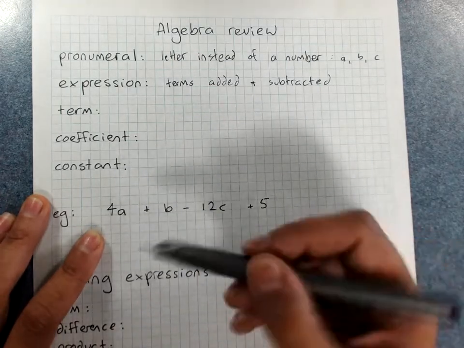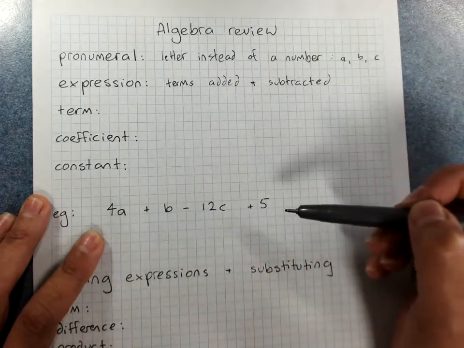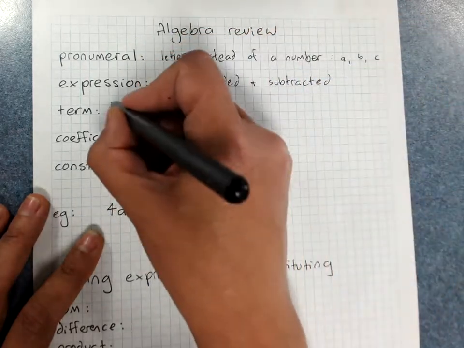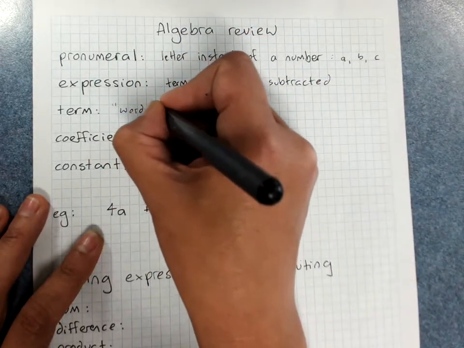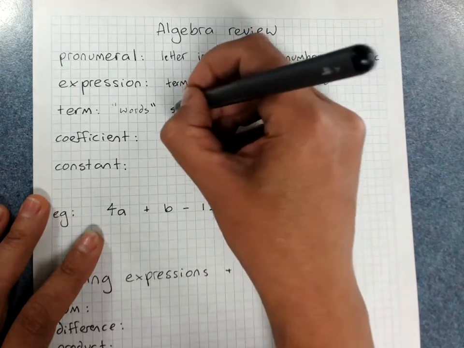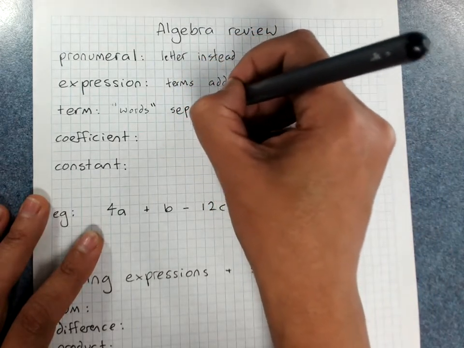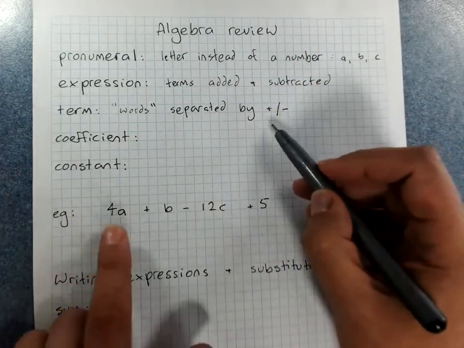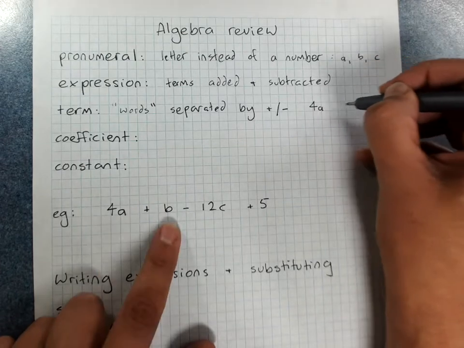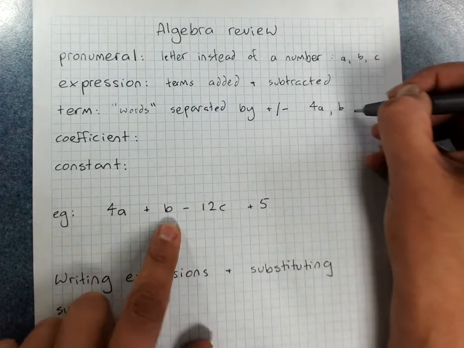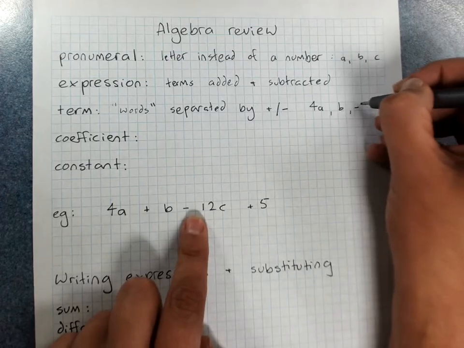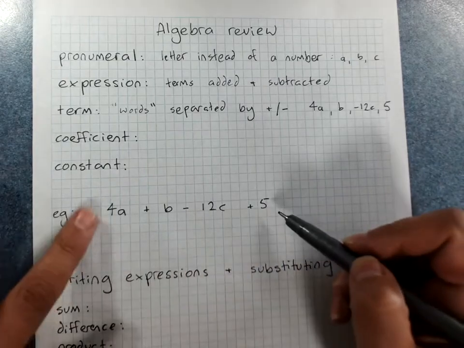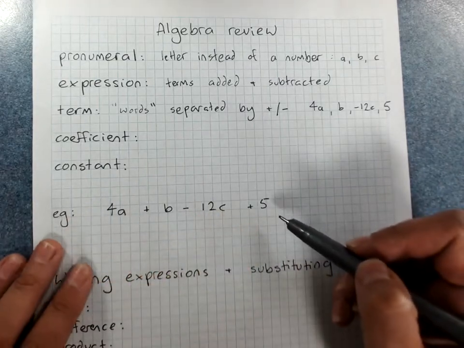A term is like a word in the number and algebra sentence. So terms are like the words, and they're separated by plus and minus signs. So 4a is a term, b is a term, negative 12c is a term, and 5 is a term. There are 4 terms here because there are 4 things separated by the plus and minus signs.